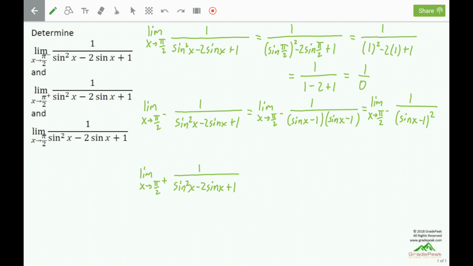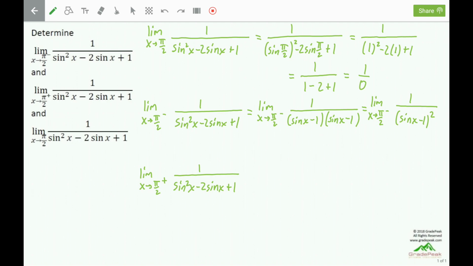Now we can analyze what's making 0 in the denominator. As x approaches pi over 2, sine of pi over 2 is a 1, and 1 minus 1 is 0. So that's the factor that's making the 0. We're approaching pi over 2 from the left side. The left side of pi over 2 is less than pi over 2. On the unit circle, that'll put it in the first quadrant near pi over 2, but less than pi over 2.